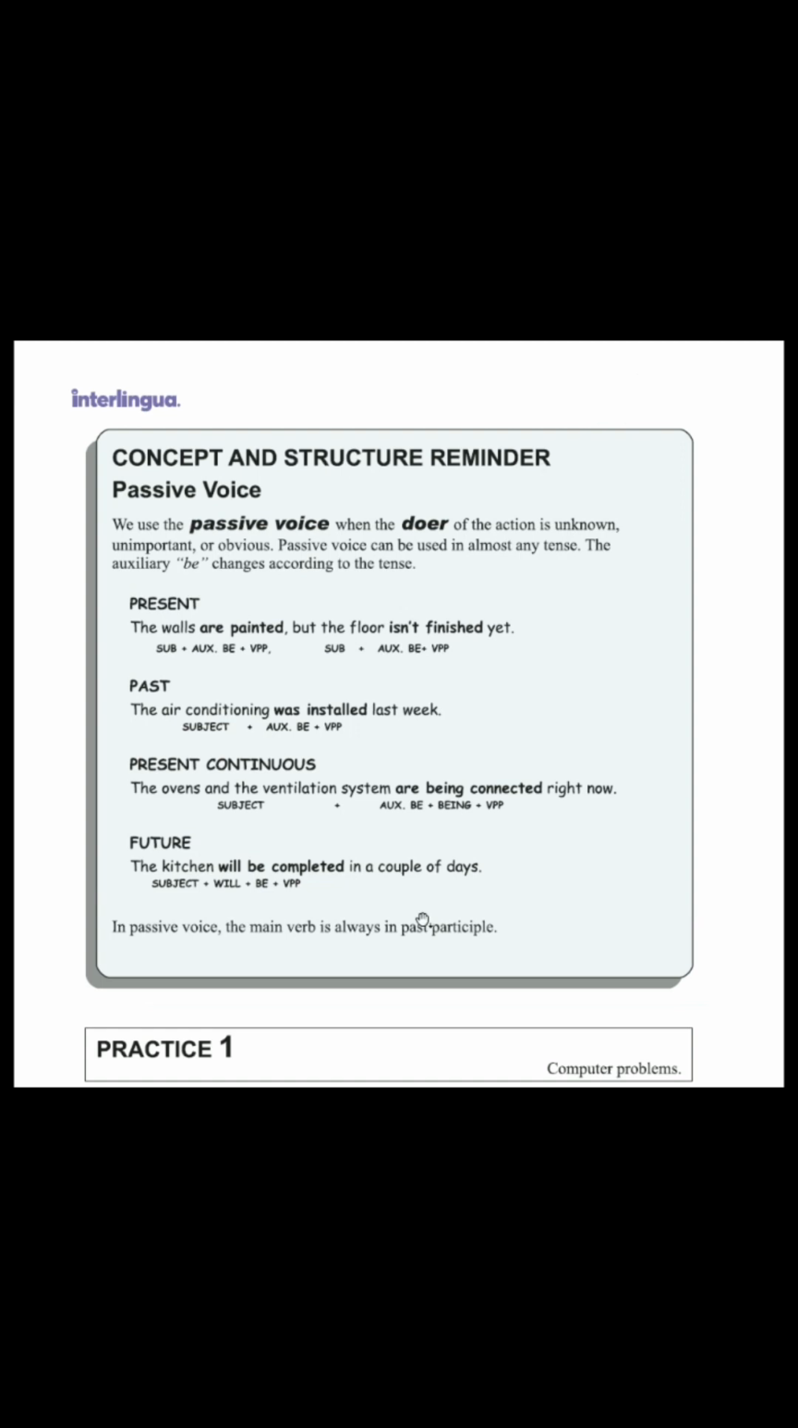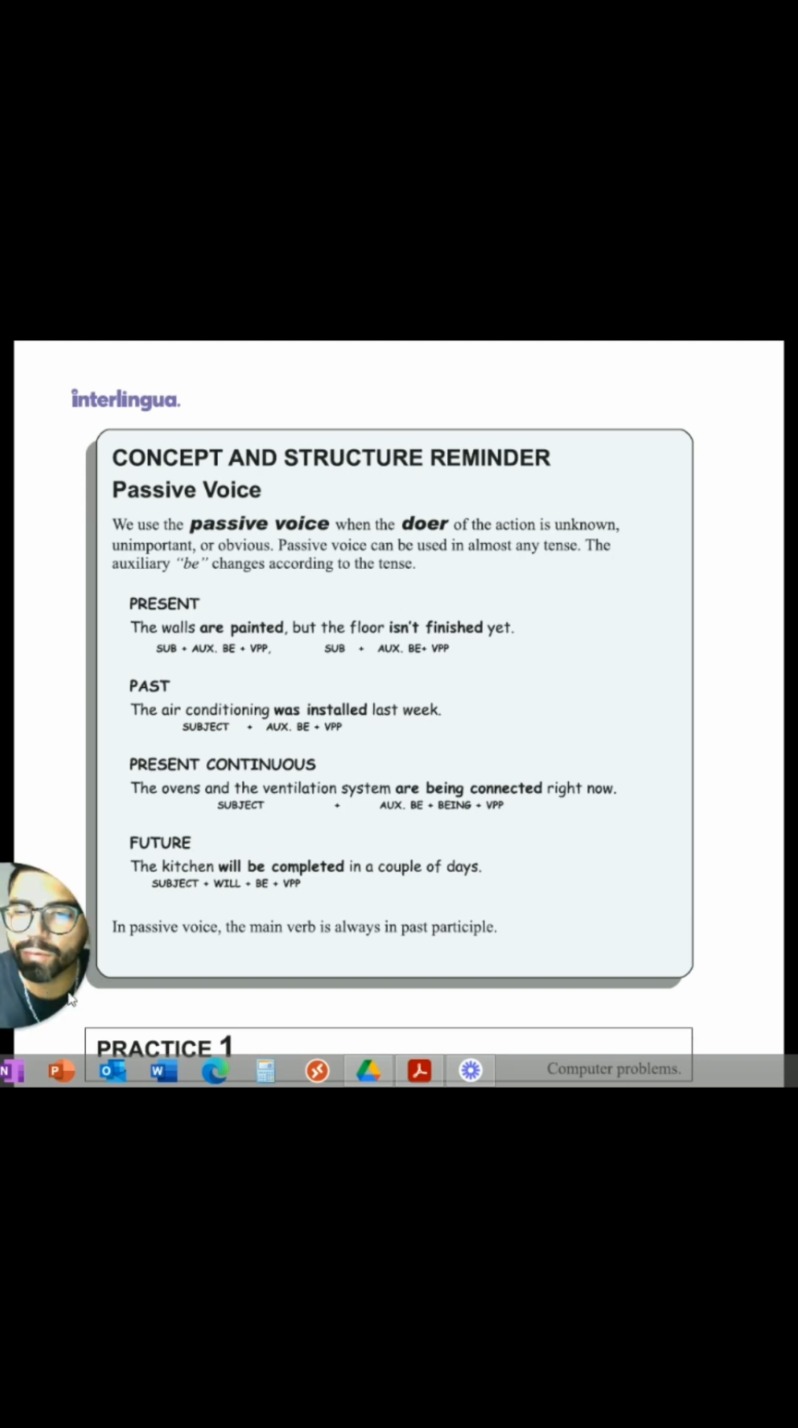We have here some important concept and structure reminders with passive voice. We use the passive voice when the doer of the action is unknown, unimportant, or obvious. Passive voice can be used in almost any tense. The auxiliary be changes according to the tense. For example, in the present: the walls are painted, but the floor isn't finished yet.